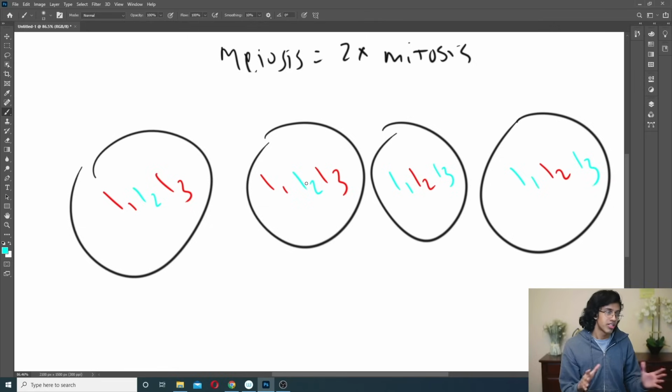Now, if you don't want to memorize the entire sequence, although I would recommend you do because it makes it a lot easier to understand, basically just remember you start with a completely normal body cell, and you end up with 4 daughter cells, each with half as many chromosomes and non-duplicated chromatids.